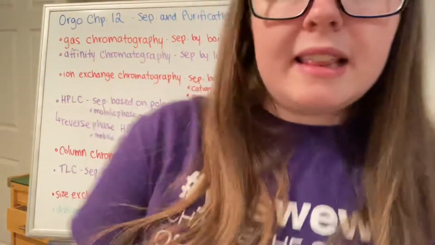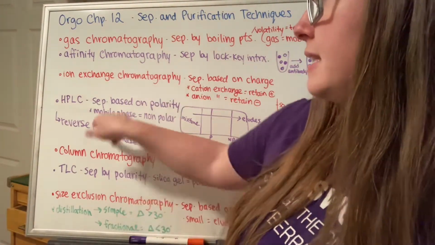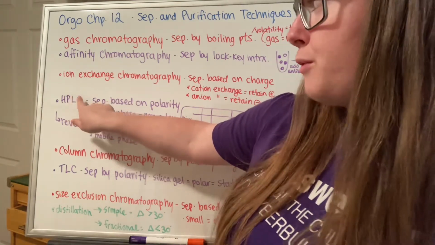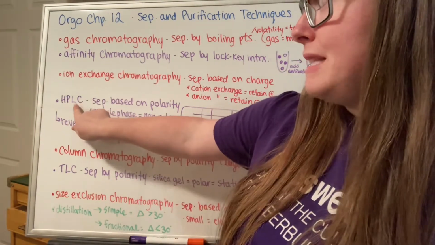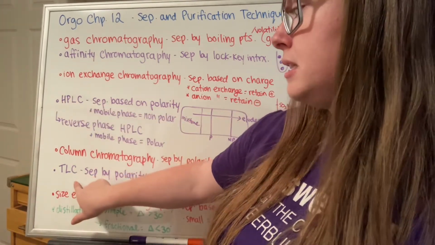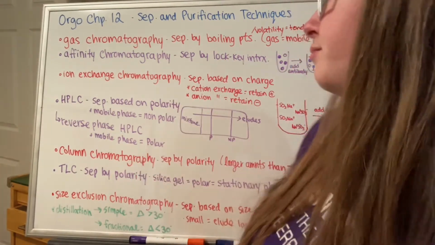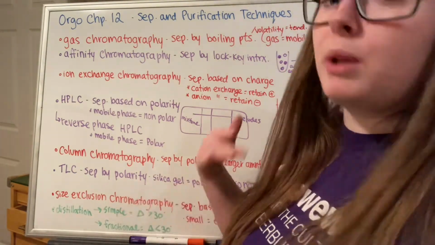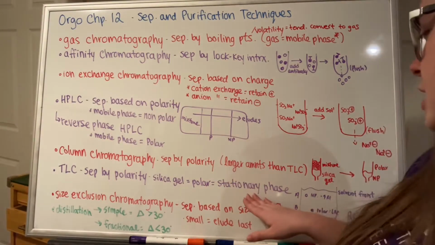Next, we have thin layer chromatography. If I said high performance layer chromatography earlier, I meant to say high performance liquid chromatography. Just a note there. So this one is high performance liquid chromatography, HPLC, and this one is TLC, which is thin layer chromatography, just to clear that up in case I misspoke earlier. Thin layer chromatography separates based on polarity as well, and it uses the silica gel, which is polar, as our stationary phase.